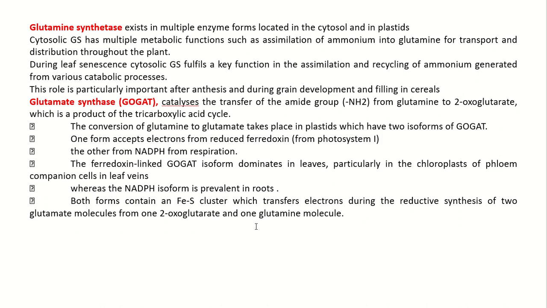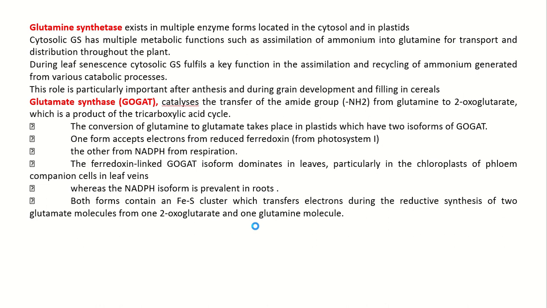That can also be asked in fill in the blanks: what is the function of glutamine synthetase? Ammonium is generated from various catabolic processes. Remember this one. This role is particularly important after anthesis and during grain development and filling in the cereals. That has already been taught to you, and I have also told you how the hormones are related with this process. Now, glutamate synthase.